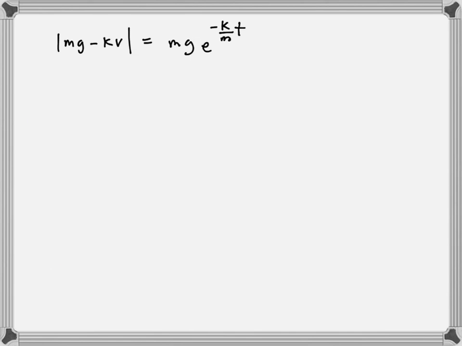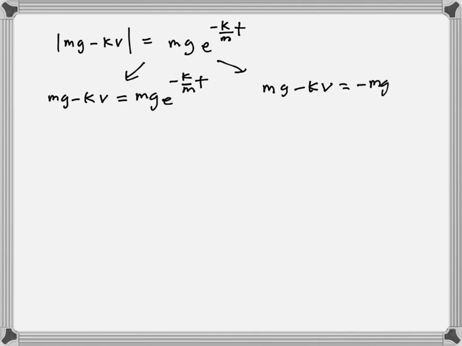Okay, now understand that an absolute value causes two possibilities. Either we get mg minus kv is equal to positive mg e to the negative k over m t, or mg minus kv is equal to negative mg e to the negative k over m t. Okay.